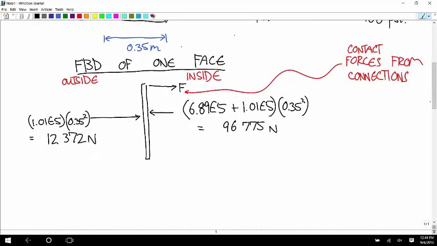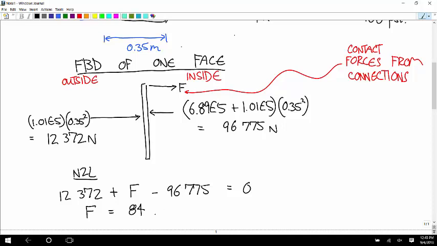And if it doesn't explode, if there's no acceleration, we can calculate what that force is. Newton's second law says 12,372 plus F minus 96,775 is equal to 0. So F is equal to 96,775 minus 12,372. Can someone tell me what that is as a number? 84,403? Okay, newtons.